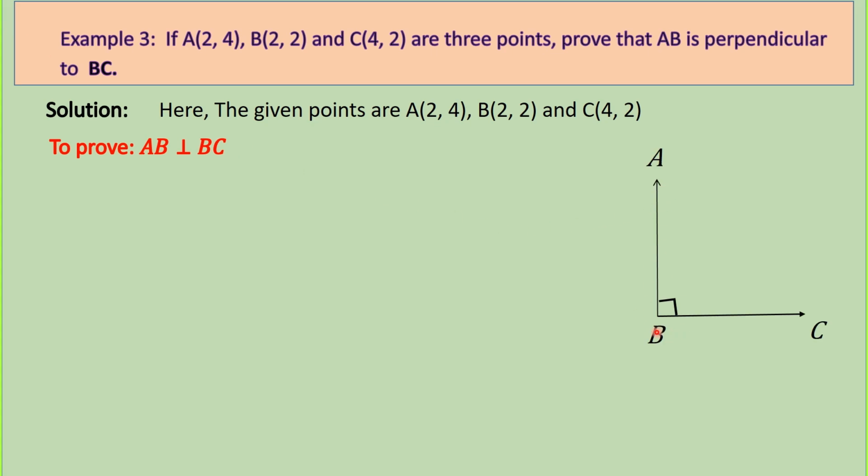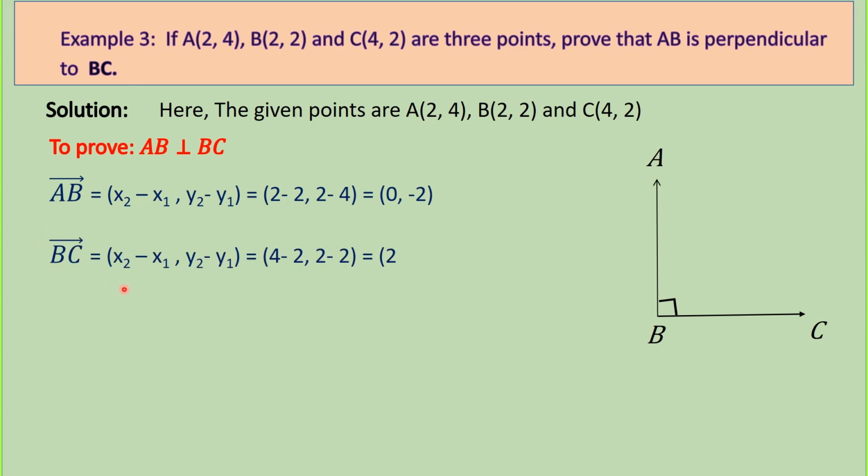Now, vector AB. The components of vector AB can be derived using the formula x2 minus x1, comma y2 minus y1. By replacing the value of x1, y1, x2, y2, we can get vector AB is equal to (0, minus 2). Similarly, we can find the components of vector BC by using formula x2 minus x1, y2 minus y1 and replacing the value of x1, y1 and x2, y2, we can find vector BC is equal to (2, 0).